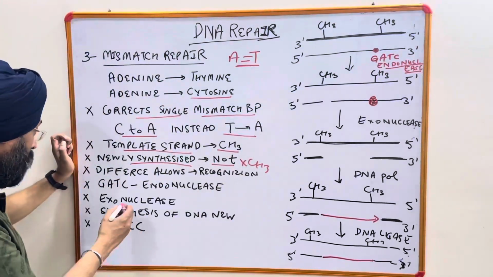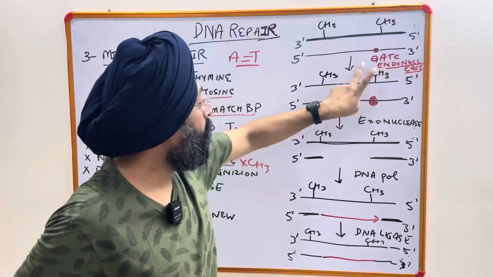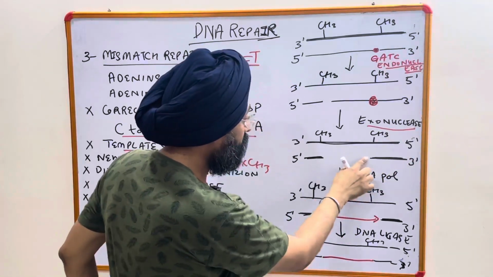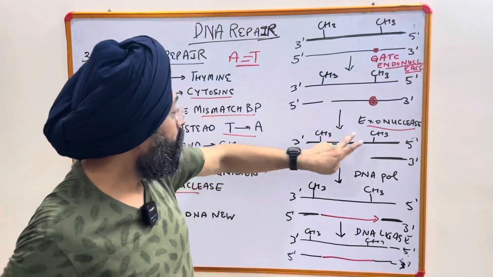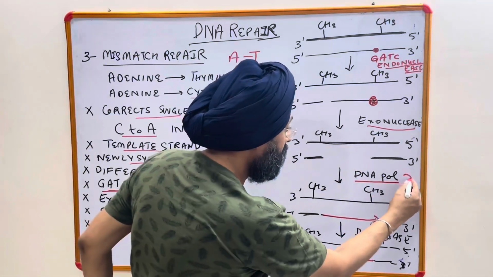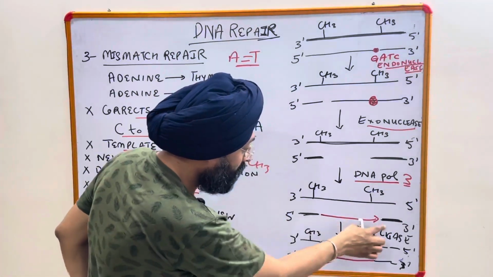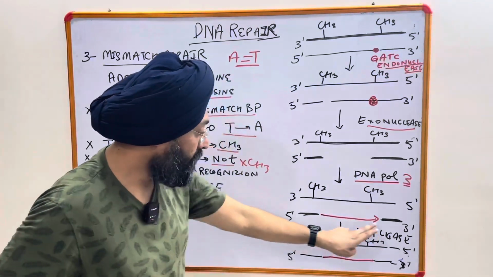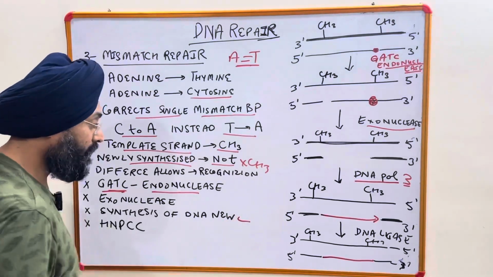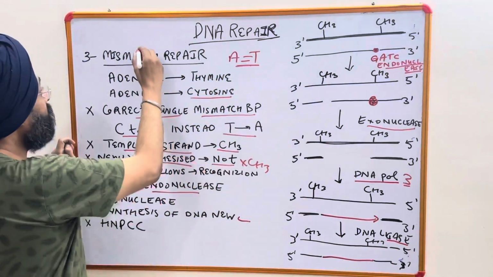Then comes the role of GATC endonuclease. It will recognize the wrong base. By its exonuclease activity, it will remove from here. And when this gap is created, it is further synthesized by DNA polymerase 3, so it helps in synthesis. So on the 5 prime to 3 prime side, synthesis is going. And when this strand is synthesized, it will be further ligated by DNA ligase. So that finishes with our mismatch repair, right?